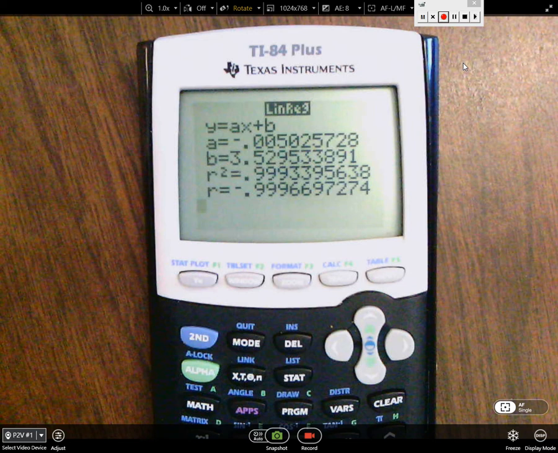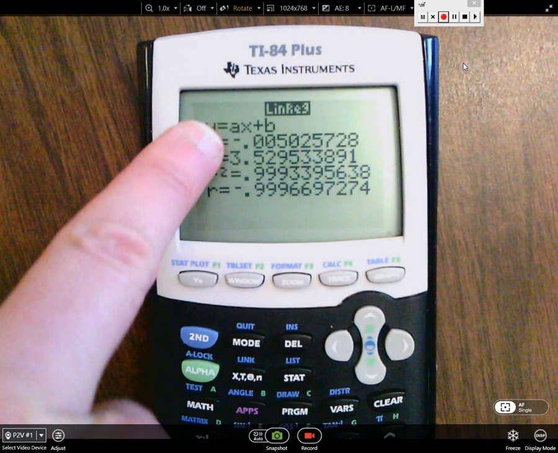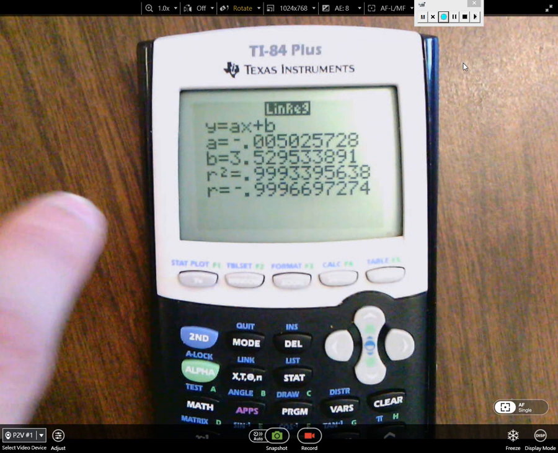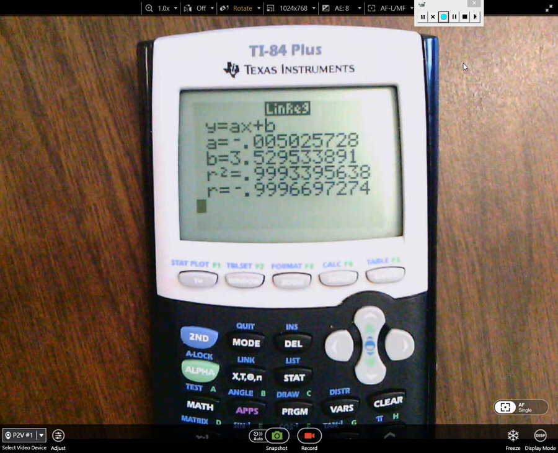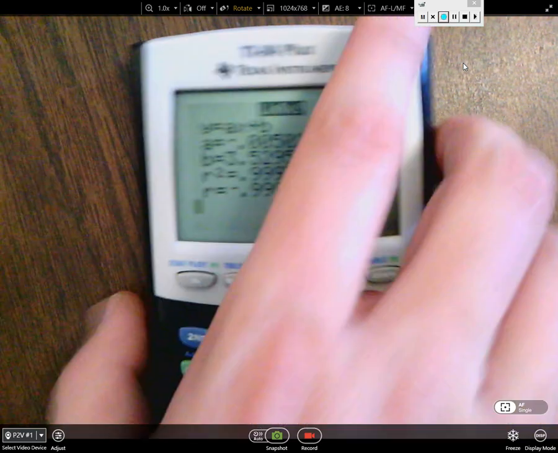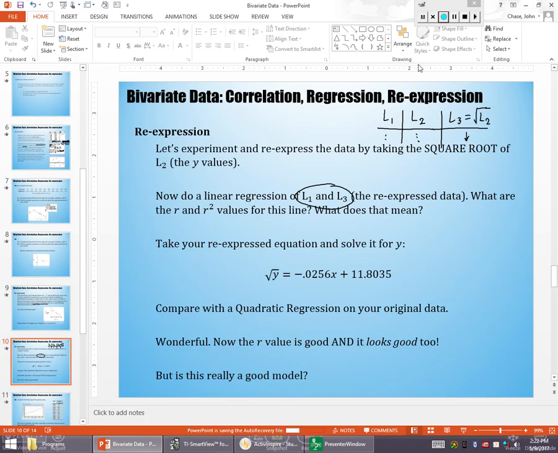Anyway, good. So let's update that regression. But keep in mind, even though the calculator says it's y equals ax plus b, it's actually the square root of y equals that. So how do we recover y? That is still the question at play here. I think squaring both sides of that equation will do the job nicely, right?